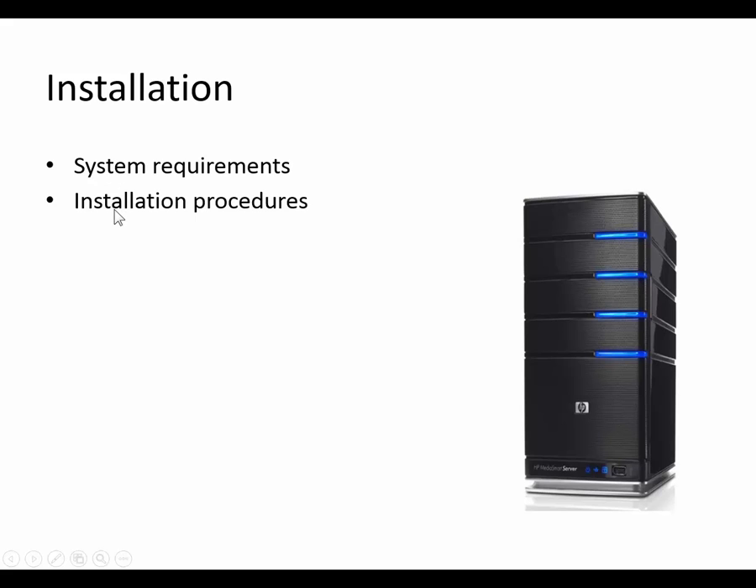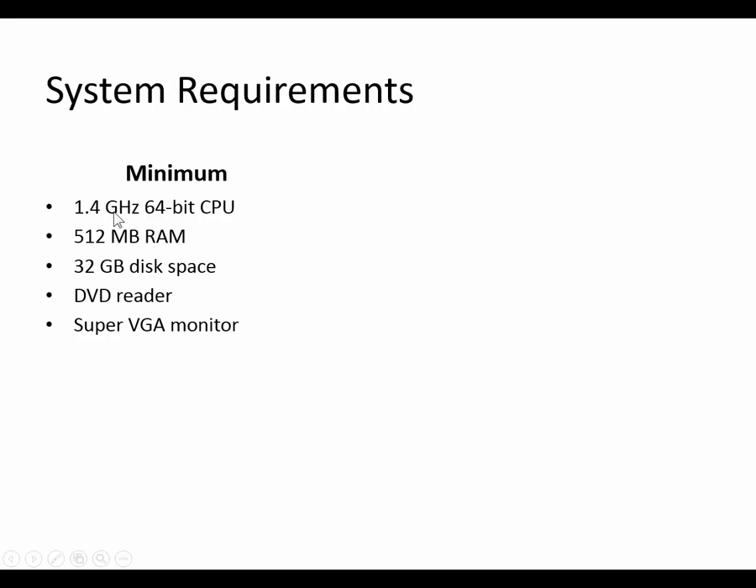Installation. We have system requirements and installation procedures. The bare minimum required for Windows Server is a 1.4 gigahertz 64-bit CPU, 512 meg of RAM, and 32 gig of disk space. And you might say, my laptop computer has more processing power than that. Well, this is only the bare minimum that you would have to install Windows Server. You would never really install Windows Server on a computer which had so little processing power.